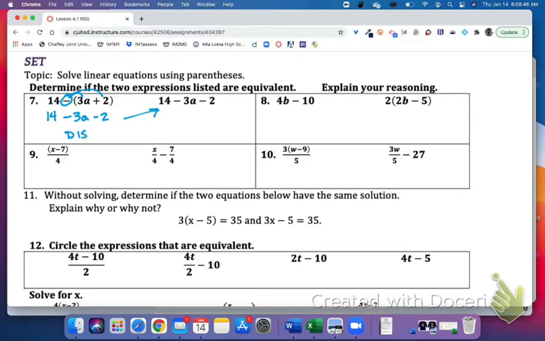I could just say that I distribute the negative.